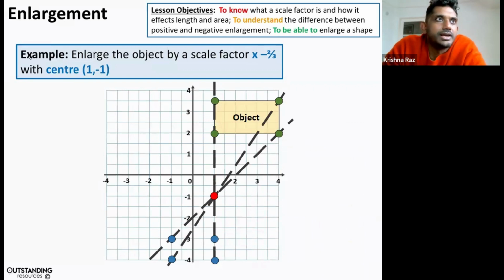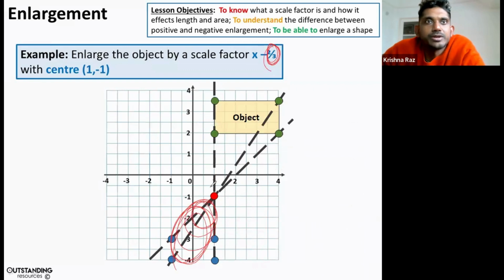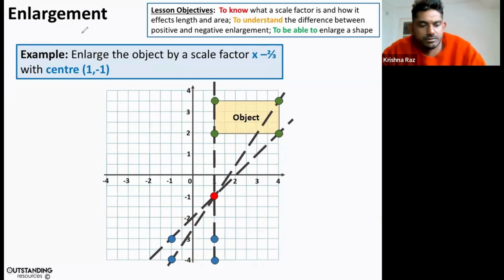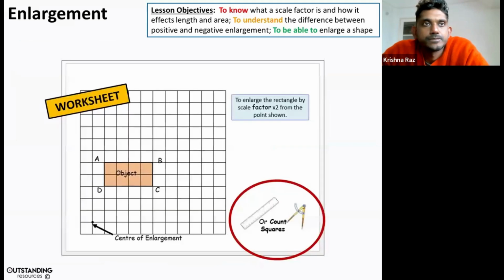Because it's a negative sign, it will be on this side of the crossover. And whatever distances we have when we measure, we do 2/3 of them. If we do that, we will get this shape here. Yes, it's 2/3 the size of the original, and it's upside down, but obviously because it's a rectangle, an upside down rectangle looks exactly the same.